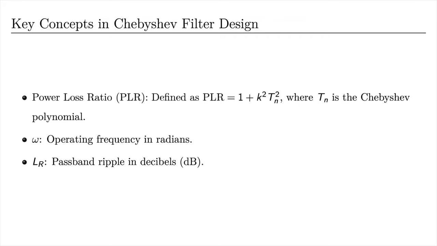Key concepts in Chebyshev filter design include the power loss ratio, or PLR, which is defined as PLR equals 1 plus K squared times Tn squared, where Tn is the Chebyshev polynomial. Other essential parameters are the operating frequency omega, measured in radians, and the passband ripple LAr, measured in decibels.